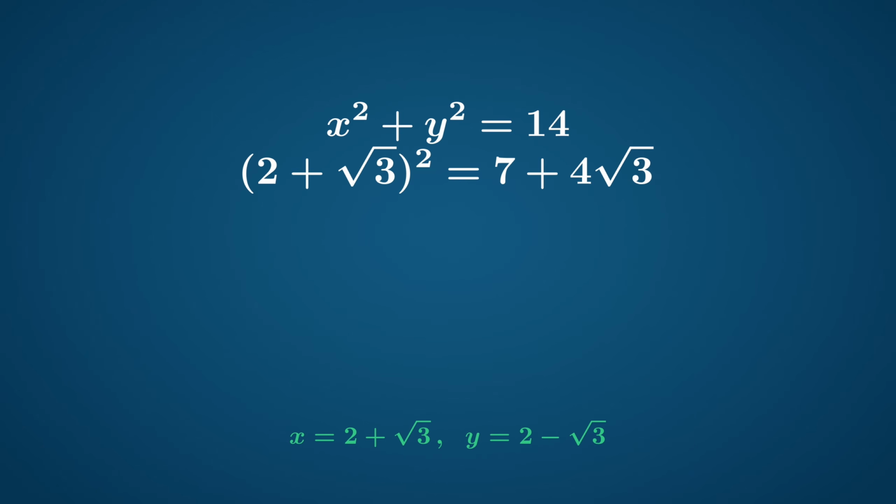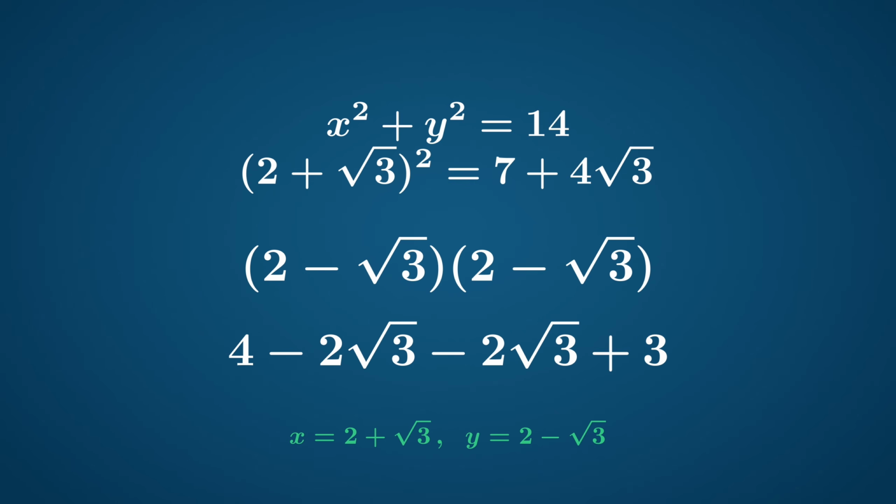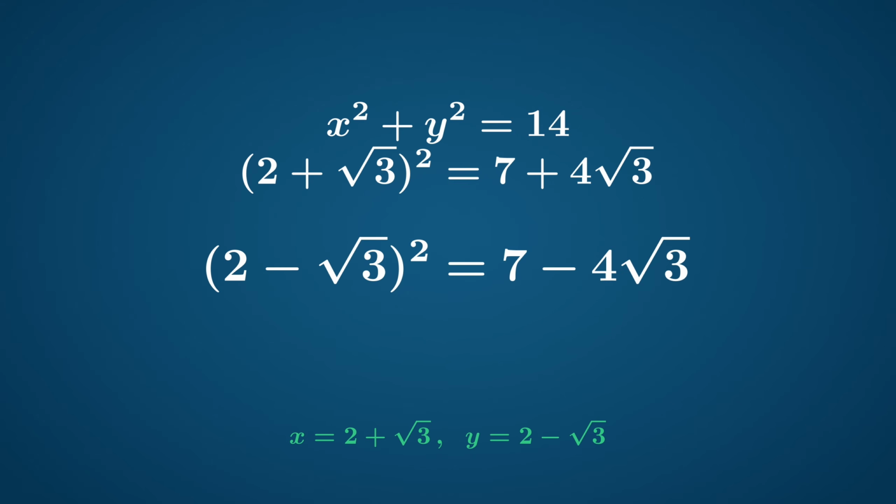Now we calculate the square of the second binomial. We multiply 2 minus the square root of 3 by 2 minus the square root of 3. The first terms multiply to 4. The outer terms multiply to negative 2 square root of 3. The inner terms multiply to another negative 2 square root of 3. The last terms multiply to positive 3. We combine these parts. Adding the integers 4 and 3 gives 7. Adding the two negative radical terms gives negative 4 times the square root of 3. The second binomial squared results in 7 minus 4 times the square root of 3.